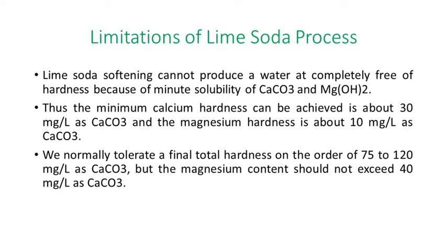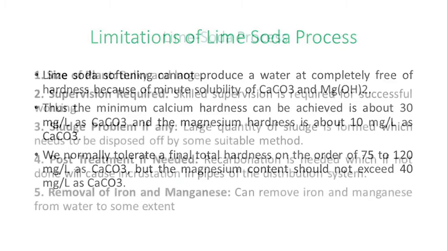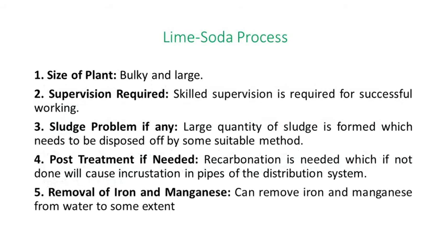Okay, so lime soda softening cannot produce water completely free from hardness, because some of the hardness remains present in the water. Thus the minimum calcium hardness that can be achieved is about 30 mg per liter, and normally the hardness is in the order of 75 to 120 mg per liter, and magnesium content should not exceed 40 mg per liter. So this is all about the lime soda process.